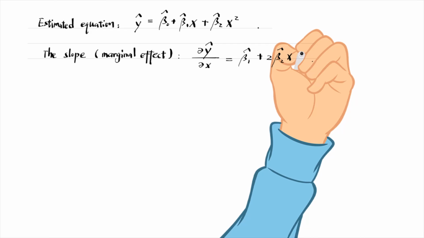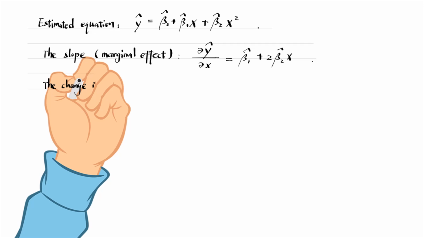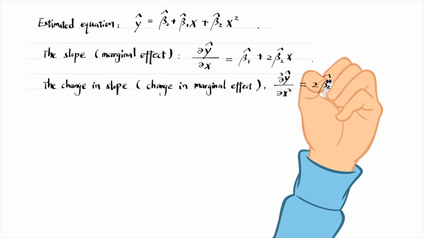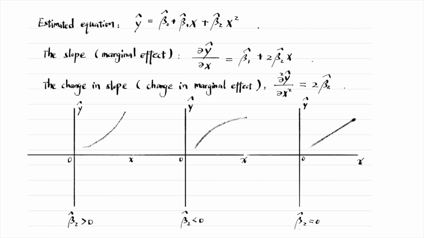We can take the second derivative and obtain 2 times beta 2 hat. It is the change of the marginal effect or the change of the slope. Whether the change of the marginal effect is positive or negative depends on beta 2 hat. If beta 2 hat is positive, the marginal effect increases with x. It corresponds to a curve with an increasing slope in the xy space.